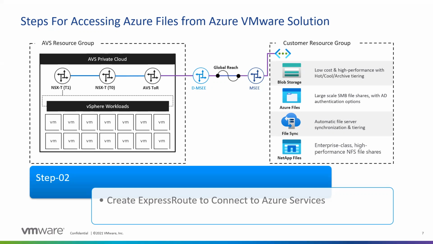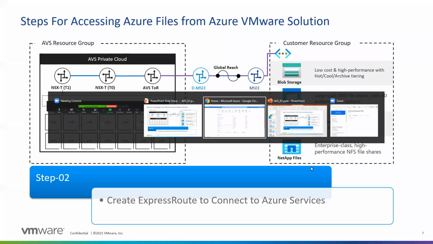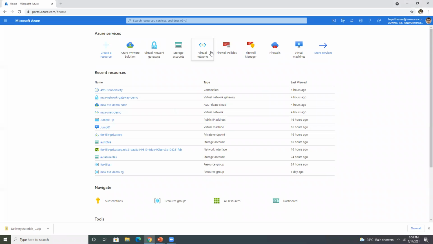Let's move to step number two. In this step, we will create an express route to connect to Azure services. In order for our AVS private cloud to connect to Azure services, we need something for it to connect to, and this will be a virtual private gateway. To create a virtual private gateway, we will have to put it into a virtual network. So let's go to the Azure portal and create the Azure private gateway.